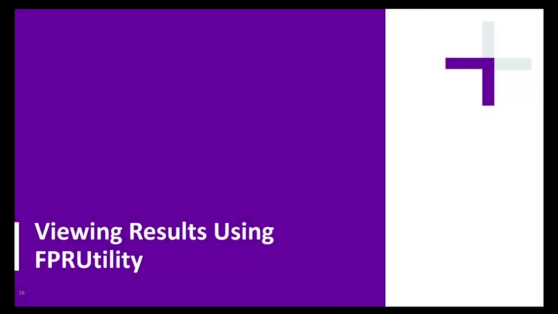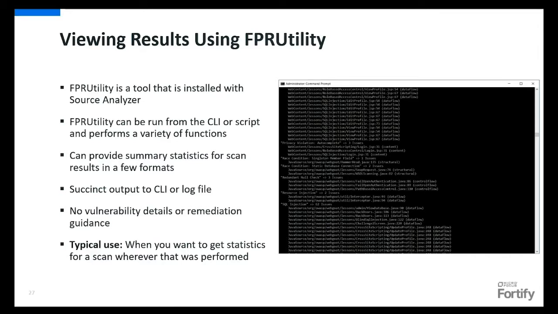So let's look at viewing results using the FPRUtility. The FPRUtility is a tool that's installed with Source Analyzer, which is installed as part of the Fortify SCA installation. You can run this utility from the command line interface, command window or terminal, or you can run it from a script. In our use case here, it provides statistics on scans in a few different formats, but actually you can use the utility for other things as well.